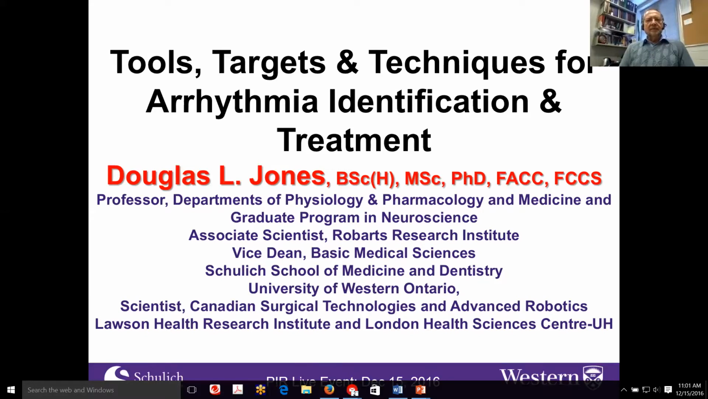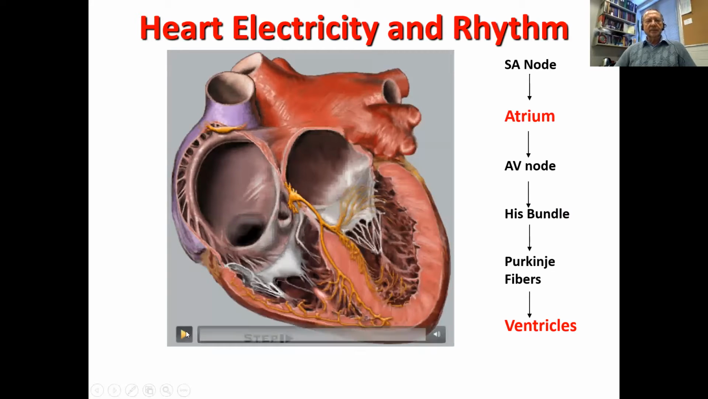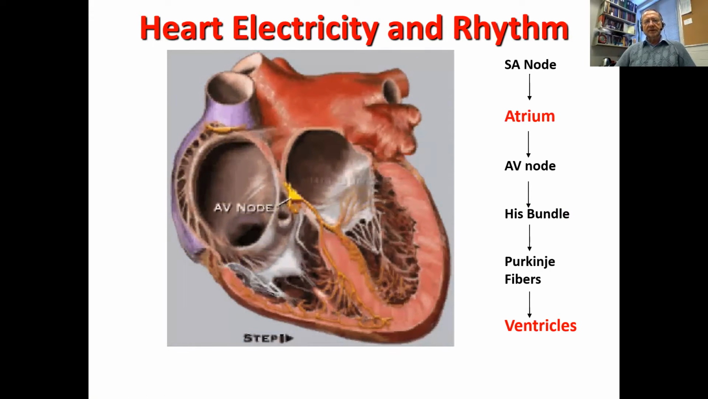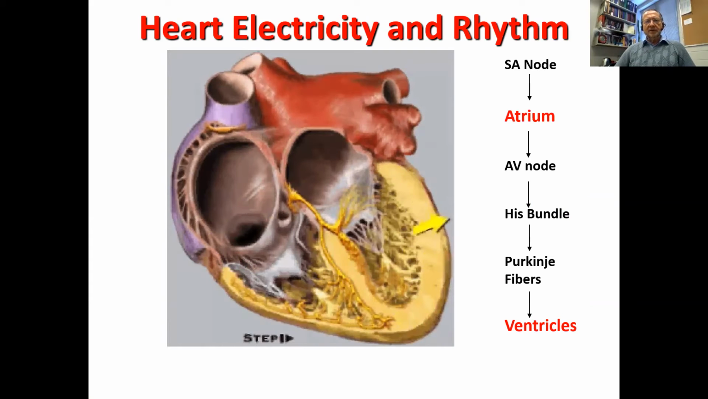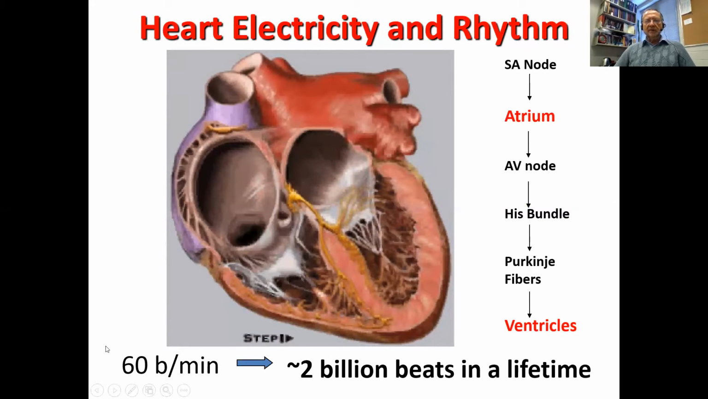So I've entitled this Tools, Targets, and Techniques for Arrhythmia Identification and Treatment. And the reason I'm doing that is because of the basic component of the heart being an electrical organ. The only way it pumps is through electricity, and that electricity follows a particular pattern going over the heart, starting from the top to pump the blood into the bottom chambers, then having a delay, and then the bottom chambers pumping out to keep the blood flowing through the body. And for you and I, that means about 2 billion heartbeats in a lifetime. So that's an extremely important component.